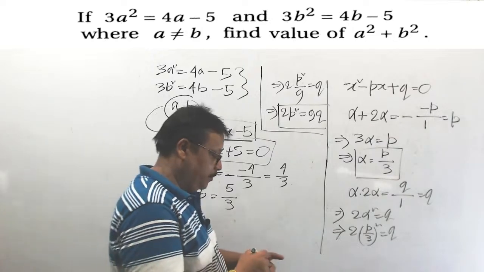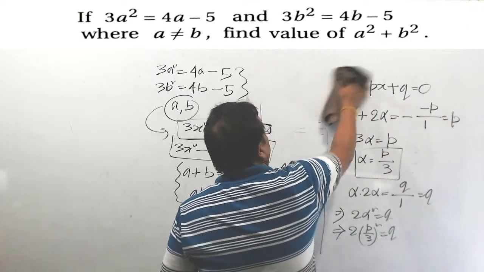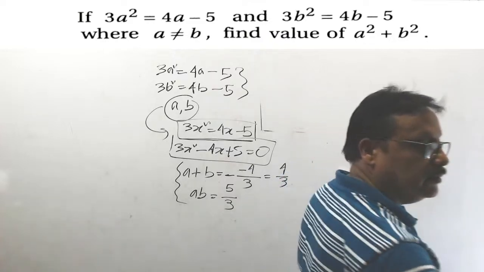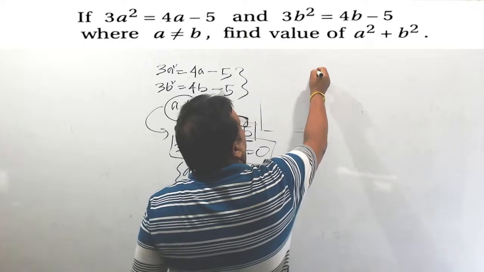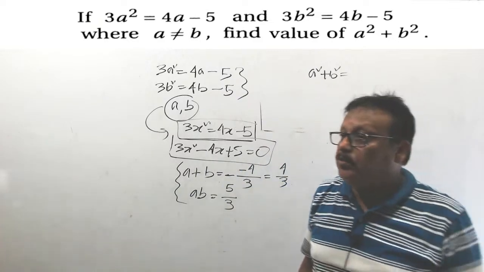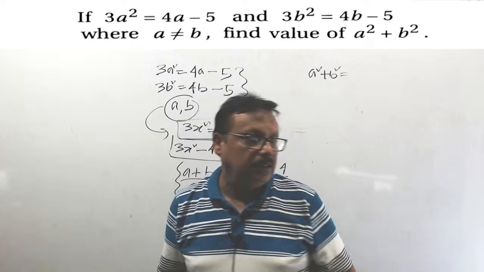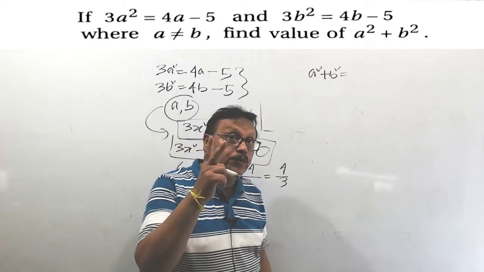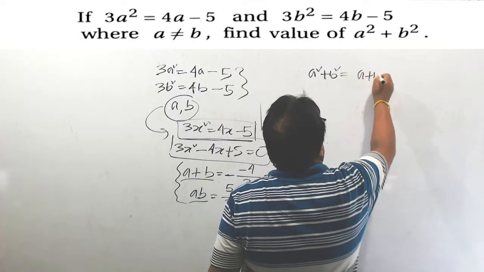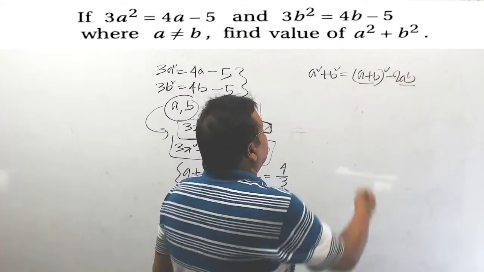Now what to find? You have to find the value of a square plus b square. That is, you have to convert this expression a square plus b square into the form where you can put the values of a plus b and ab. So what is the formula for a square plus b square? There are two formulae, one in plus form, another in minus form. One is a plus b whole square minus twice ab. You got a plus b and you got the product. Okay, put the values here.